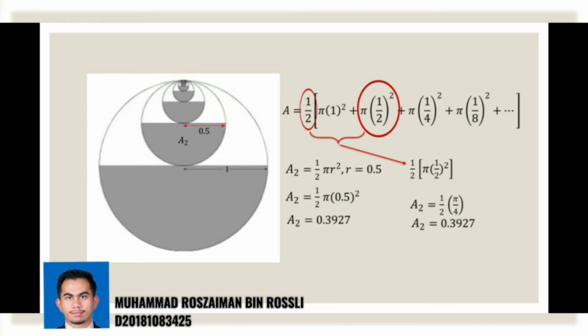What about A2? We know for A1 r is equal to 1, so for A2 r will be equal to 0.5. When we put it into the formula, we get the answer A2 is equal to 1.3927, and when we use the formula, we also get the same answer. So this proves this is the right formula.